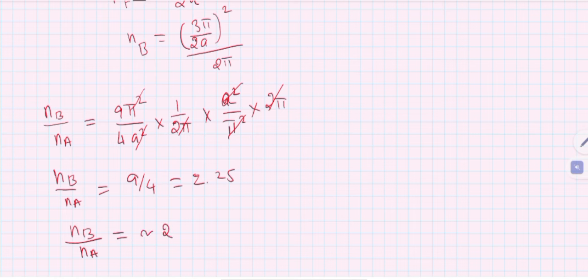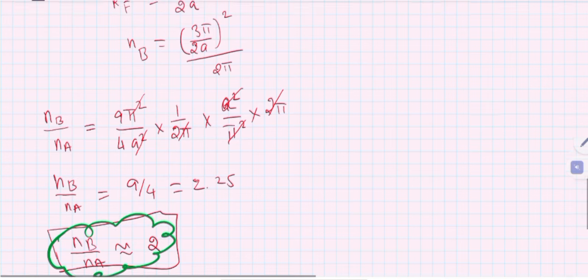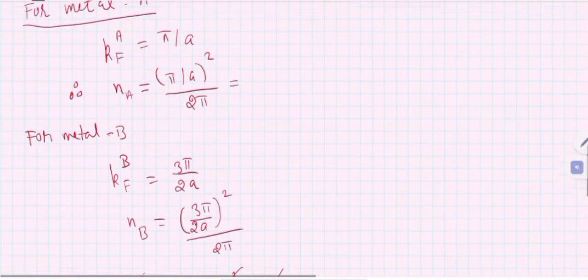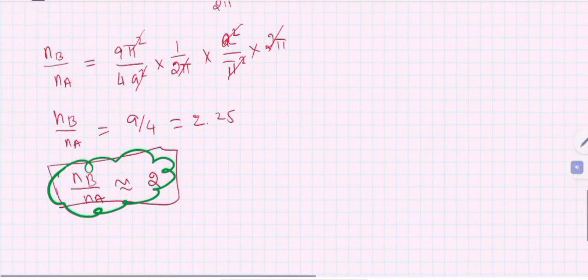So NB by NA is approximately equal to 2. Therefore, the ratio NB by NA is equal to 2.